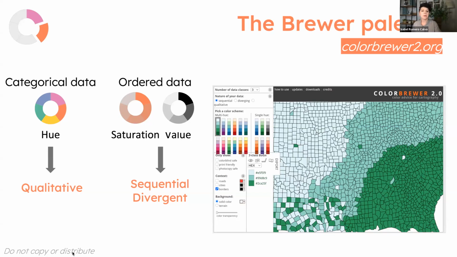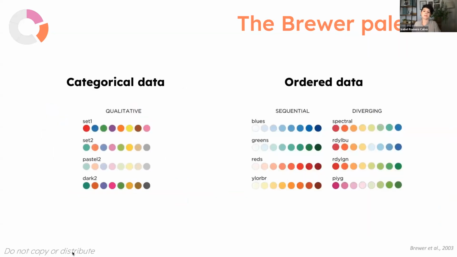The one that talks about saturation and value is called sequential or divergent, depending on the type of data that you have. Feel free to go on it and play a bit with it. It's really fun because you can download the color palettes directly, put them into Illustrator, Photoshop, or just get the numbers and input them in any kind of color system. So it works pretty well. This is just a visual summary of what type of palettes you can get from it.